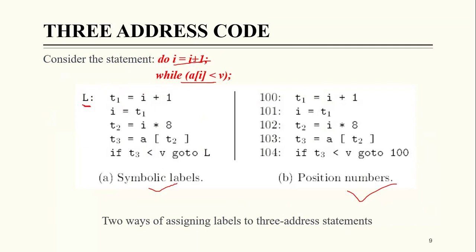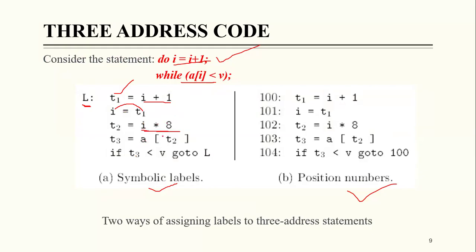Here L is the label. Initially it's the do while, so first the i value has to be incremented. The temporary variable t1 is equal to i plus 1, and the incremented value is assigned to t1. That incremented value is then assigned to i. Then t2 equal to i star 8, because we are accessing a value in the array. Consider the size of one element to be 8, so it may be a float or double. We have to calculate the size of the value, so we calculate i star 8 and assign it to t2.